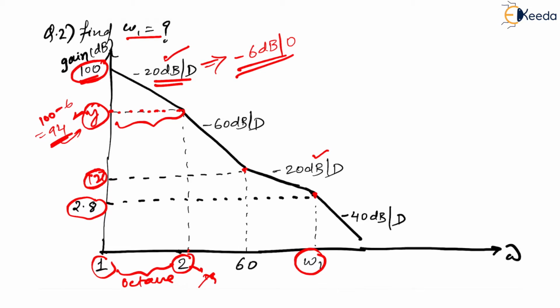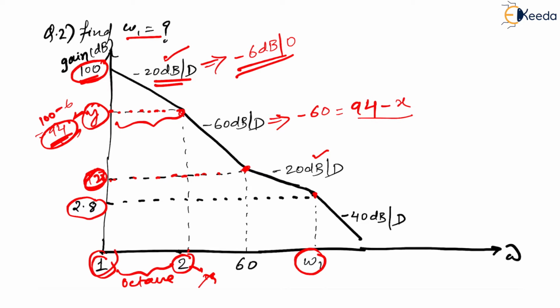This is x. You want to find x. So let me just use this slope itself. It becomes minus 60 dB per decade, which is equal to what? Definitely this point and this point are constant. At this point I've got 94, and at this point I've got the magnitude x, so it is going to be 94 minus x, divided by what?